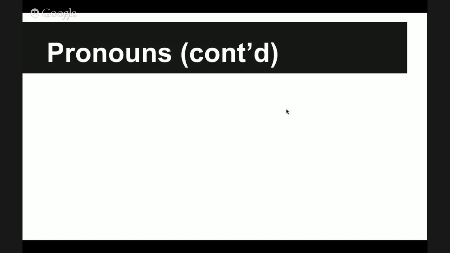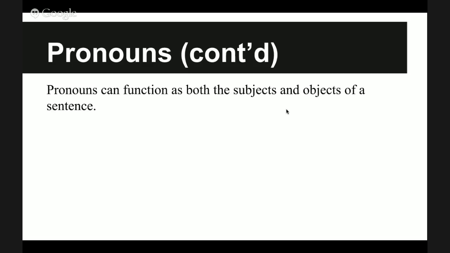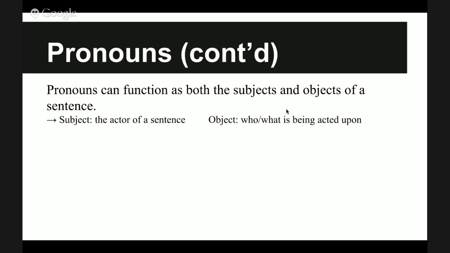So speaking of sentence construction, I want to talk about how pronouns function in a sentence. Pronouns can work as both the subjects and objects of a sentence. So what do we mean by subjects and objects? Well, a subject of a sentence is the actor of a sentence. It is the person or thing that is doing or acting in a sentence. And an object is the person or thing that is being acted upon.